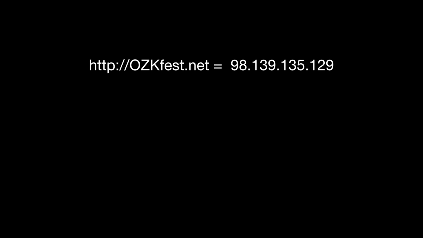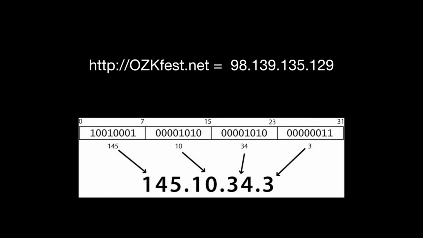That address is made up of a number of numbers, as you can see, and they work from left to right. So the first one and the first 2 designate wherever ozkfest.net is. Then the next one, 135, designates further down the chain, and finally 129 points directly at the website where ozkfest.net is hosted. You can see that more clearly here, how the number is divided up. This is a different IP address, but it shows how it's split up into the 4 sections.